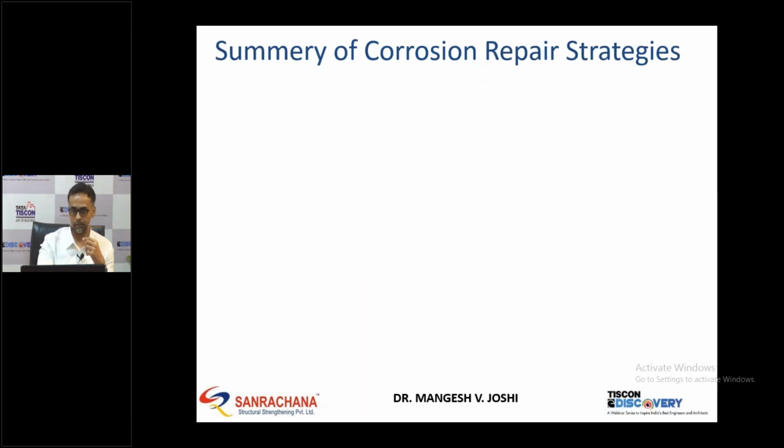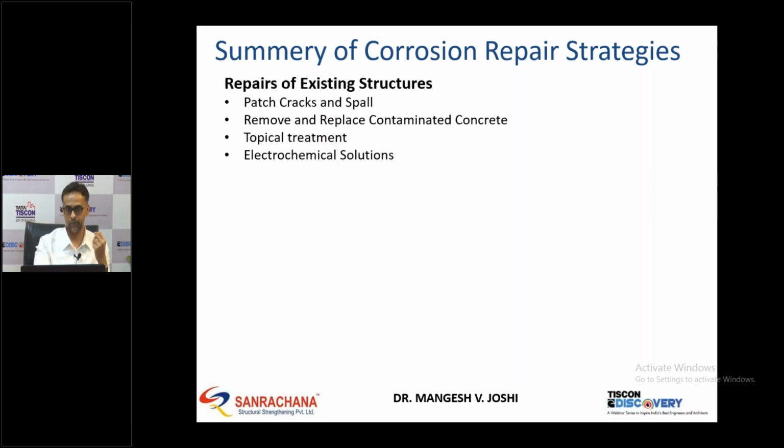So if you need to decide a strategy for corrosion repair, these are the options we have available: patch and repair of cracks and spalls, and removal and replacement of contaminated concrete. Here contaminated means concrete which is carbonated and which is infested with high chloride ions. We can go for some topical treatments, and then we can have electrochemical solutions. I will describe all this in subsequent slides.